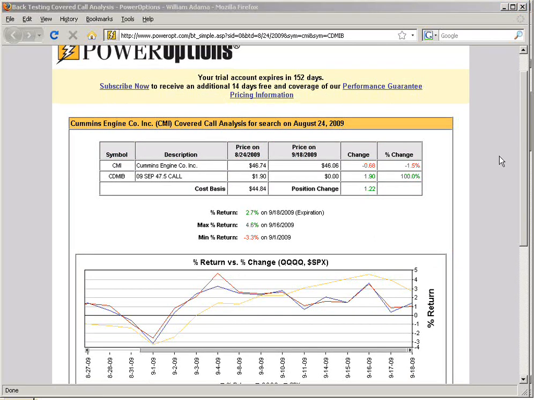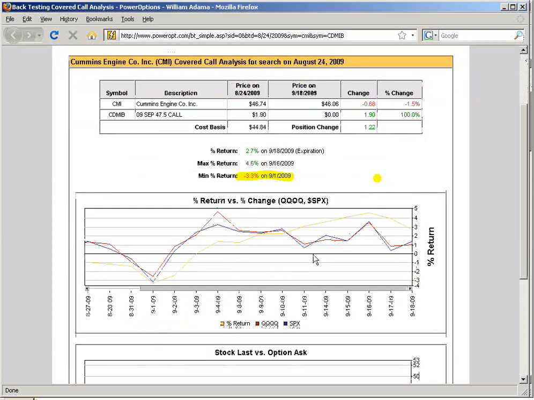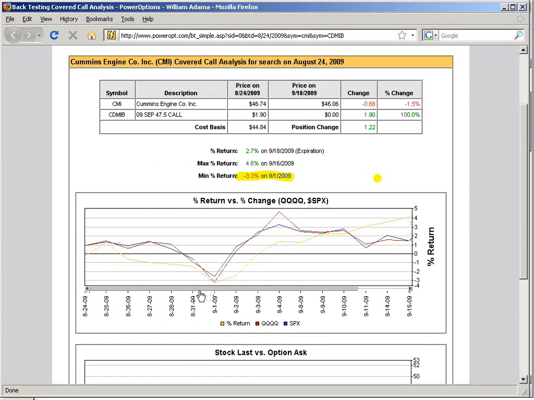Okay, so there was something interesting here, wasn't there? The covered call position on September 1st had its lowest possible gain. Had its largest loss. It was down 3.3% on September 1st. Well, now what I want to do is go ahead and use this information here to see what had happened on September 1st. So let me scroll back.